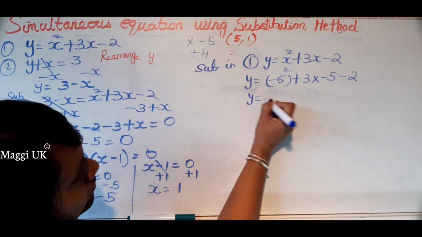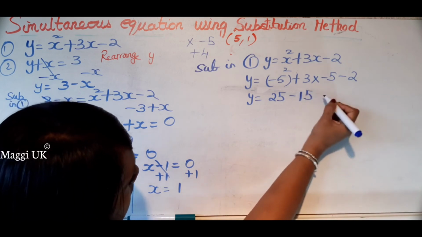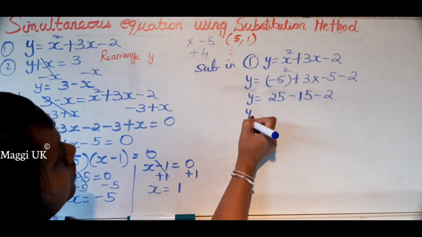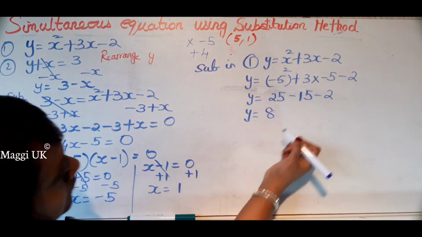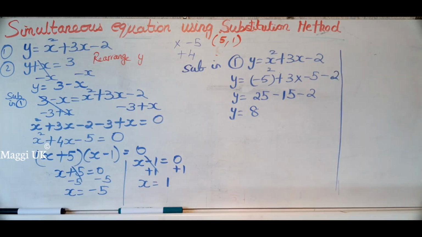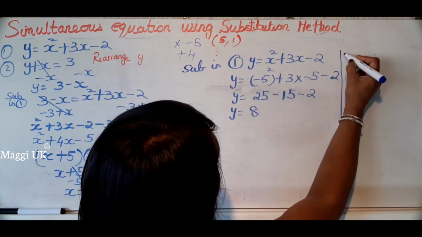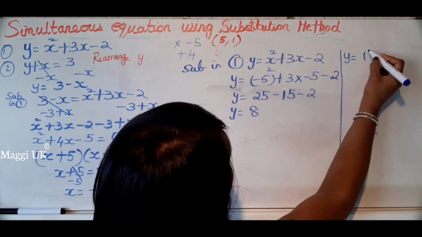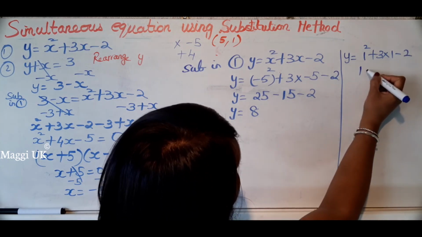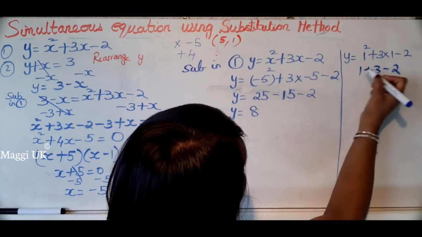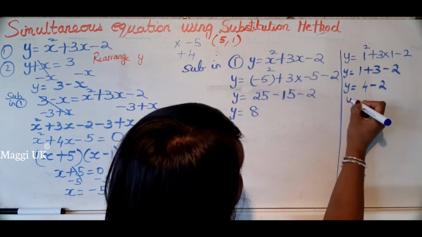If you do that, it will be 25 minus 15 minus 2. So y is equal to 10 and then 8. You get 8. Now the next one is x is equal to 1. I'm going to substitute in the same thing, which is y is equal to 1 squared plus 3 times 1 minus 2. So 1 plus 3 minus 2, that means y is equal to 2. 4 minus 2 will become 2.